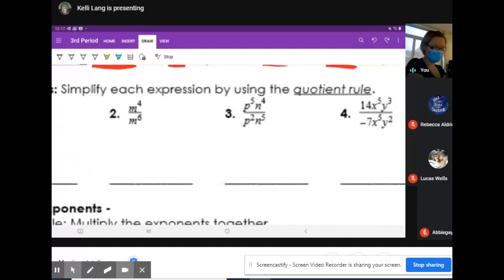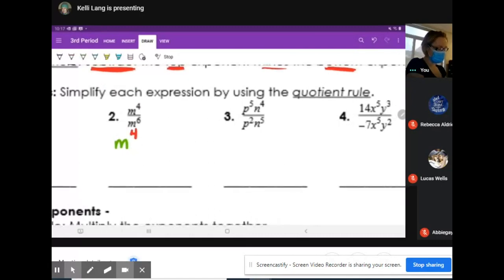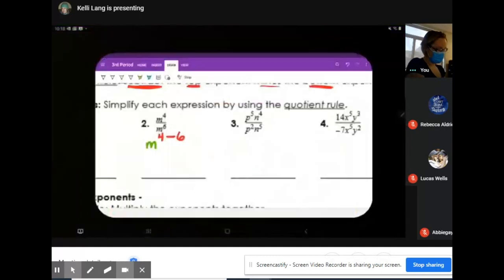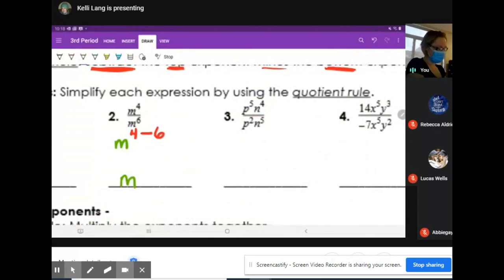And now you're going to need to start taking notes again. For number 2, hopefully this is pretty straightforward. We do have a matching base, so we subtract top exponent minus bottom exponent. And you'll have to be careful here. 4 minus 6 gives us a negative number. So we'll end up with m to the negative 2.